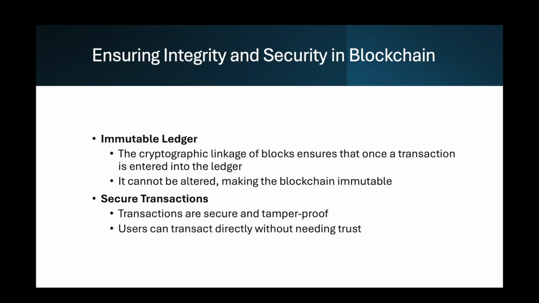Immutable ledger: the cryptographic linkage of blocks ensures that once a transaction is entered into the ledger, it cannot be altered, making the blockchain immutable. Secure transactions: cryptography ensures that transactions are secure and tamper-proof. Users can transact directly without needing trust or a central authority.